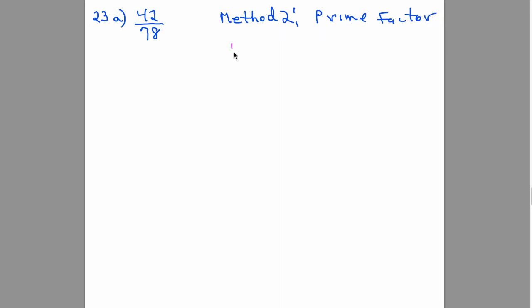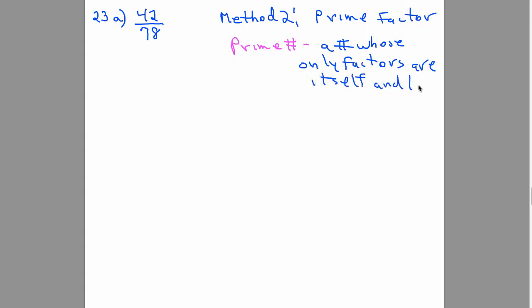Now, a prime number is a number whose only factors are itself and 1. So, for instance, is 5 prime? Well, what are the factors of 5? The only factors are 1 and 5, since those factors represent 1 and the number itself. 5 is prime.